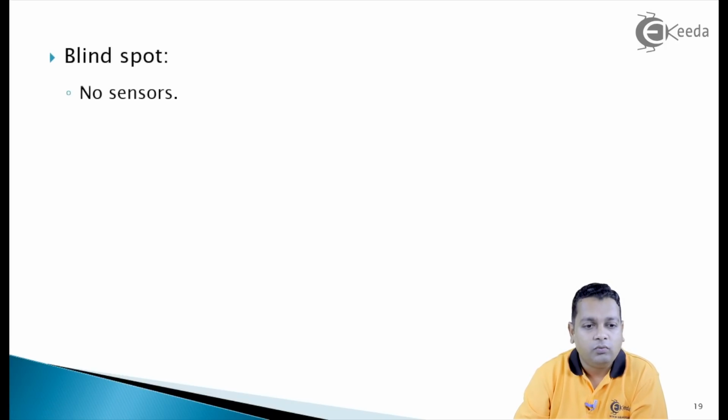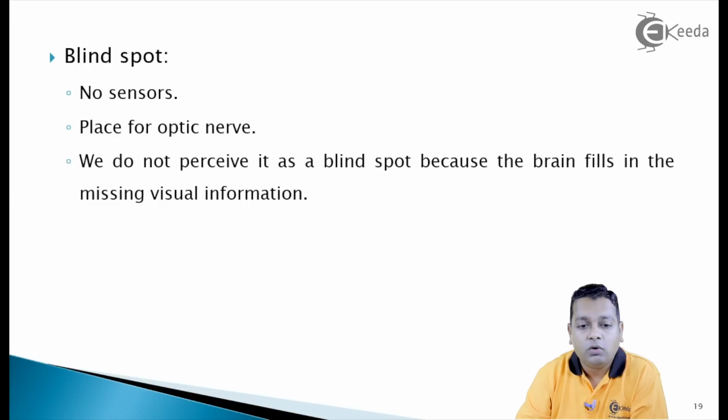Now in the previous diagram, we saw the blind spot. Talking about the blind spot, there are no sensors, no cones and no rods at the blind spot. It is the place for the optic nerve, which connects the human eye to the brain. We do not perceive it as a blind spot because the brain fills in the missing visual information. So in our vision we don't see a blind spot, but it is actually there in the anatomy of the human eye.